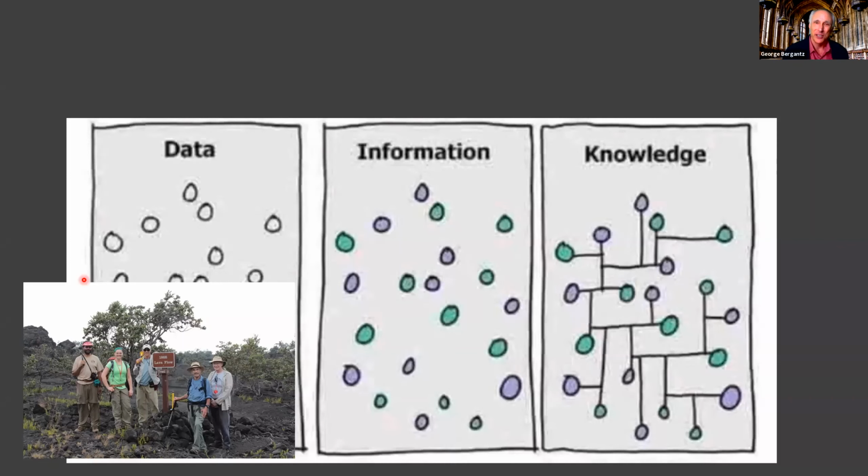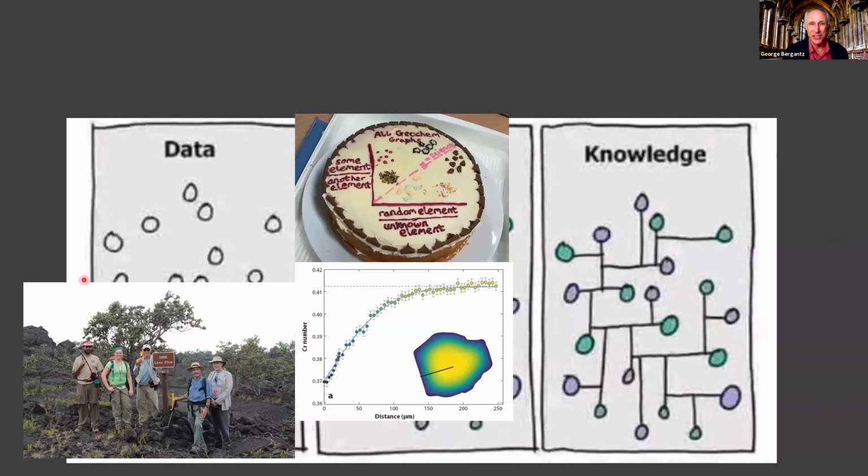If you want to elevate that to being information, you can do geochemistry on it. And here's the classic geochemist's cake, where you have some element divided by another element relative to some random element and some other unknown element. And you sprinkle your data around on that and see what you find. I'm teasing, of course. Or you can do a diffusion study like this very nice one here and extract a time scale. But that time scale is still a kinematic quantity. You can fill spreadsheets with time scales, but that information on its own doesn't really elevate us yet to the kind of level of knowledge.